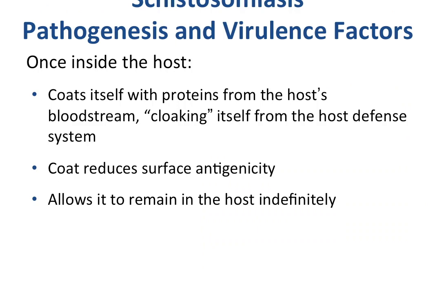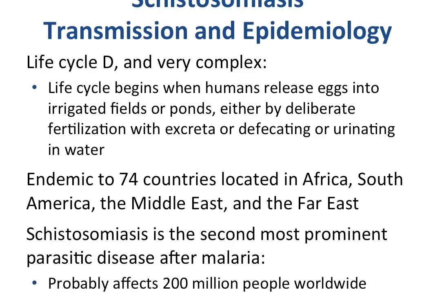Schistosomiasis. It can actually use human proteins to coat themselves. That's why they can avoid the host immunity attack. Schistosomiasis is cycle D left there.